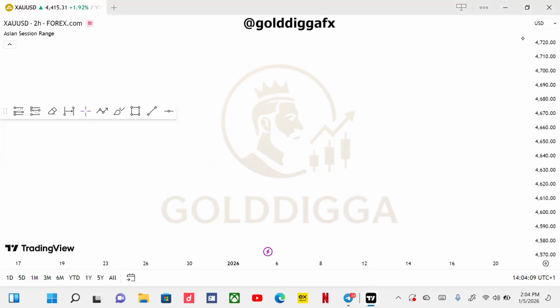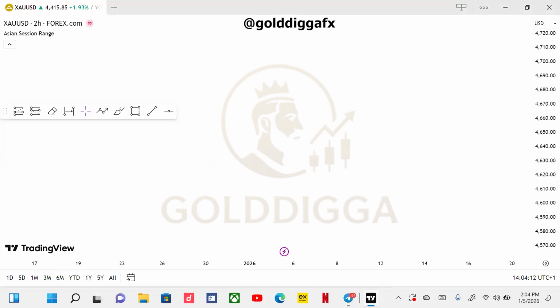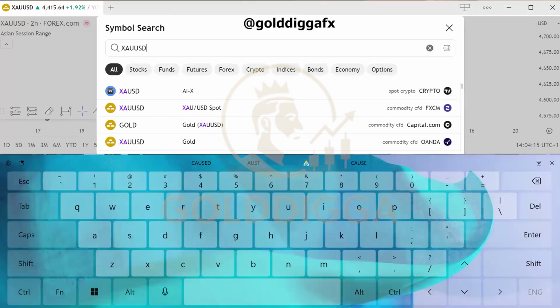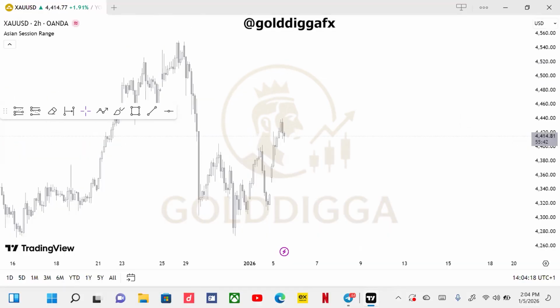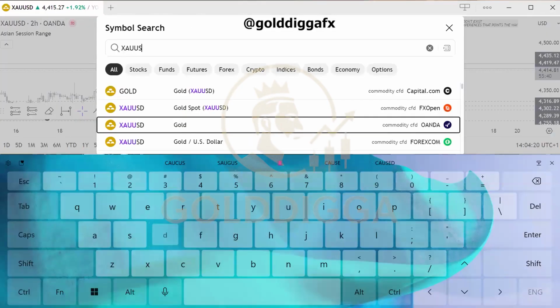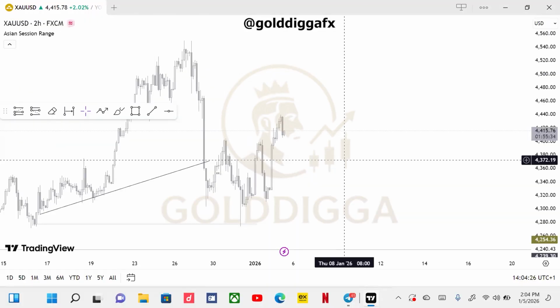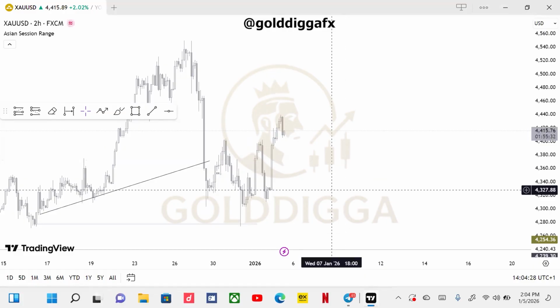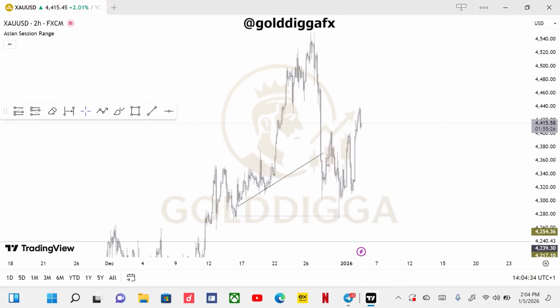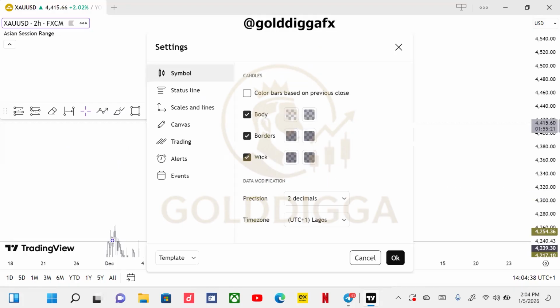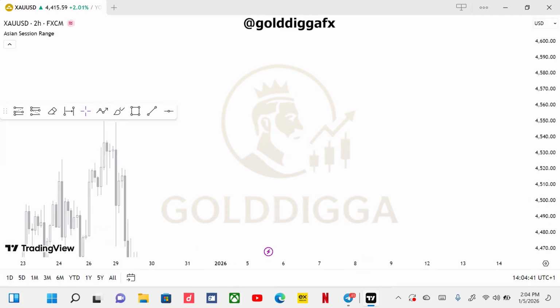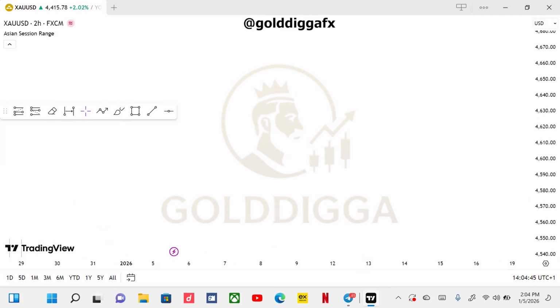So for the first thing we are going to be doing here, we would be starting from introduction to SNR. So what is SNR? What is support and resistance?